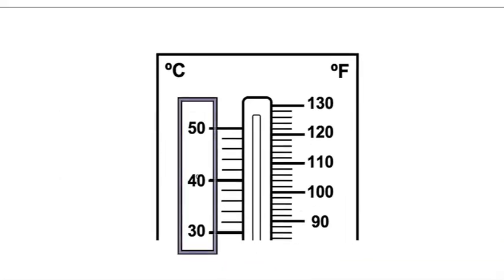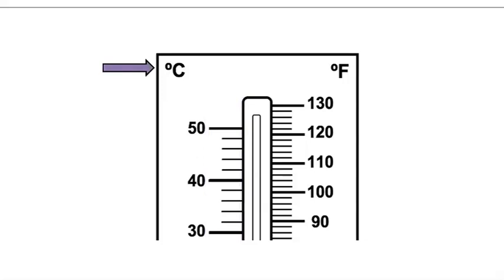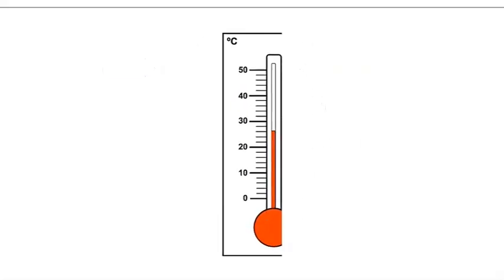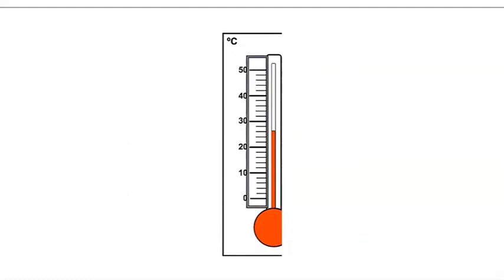Look closely at the numbers and tick marks on the side of the thermometer with this label. A thermometer is a little bit like a ruler. Each tick mark on a thermometer represents an amount or quantity, and the space between each tick mark represents an equal unit. What do you think the value of each tick mark on this thermometer is? Shout out your answer.